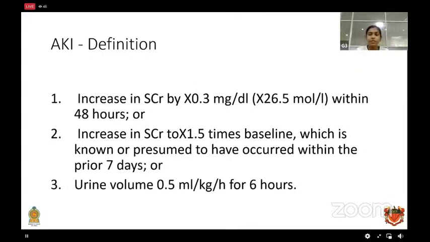But it can reduce, and if it is reduced continuously for 6 hours, then it is alarming. So you can detect it within hours rather than waiting for the creatinine value and the previous value. But if it is available, you can get that value and diagnose acute kidney injury. So that is the definition.